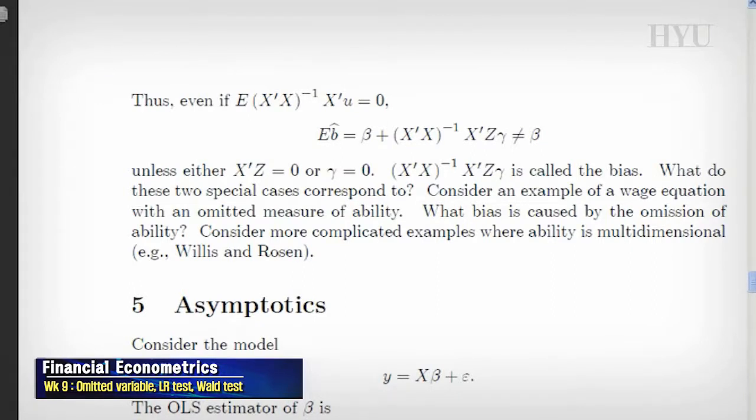But this is the more interesting case: x prime z is 0. Okay. So about this part, this part is called bias. Because of this term, we have bias. Okay, so what do these two special cases correspond to? These two special cases are this case and this case.